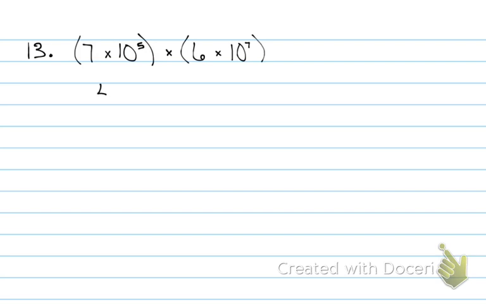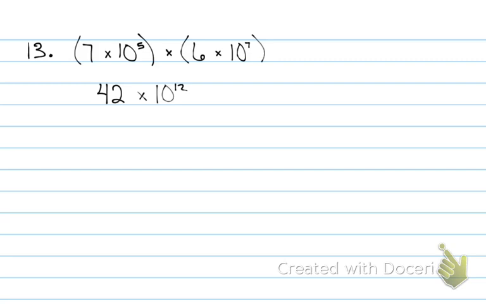7 times 6, 42. And what can I do? Oh gosh, that was a little aggressive. What can I do with my powers of 10? Because it's multiplication. Jamie, what can I do? Yes, I can add them. And what would I get? Yes, very good. 10 to the 12th power. All right, great. This is my final answer. I'm done.